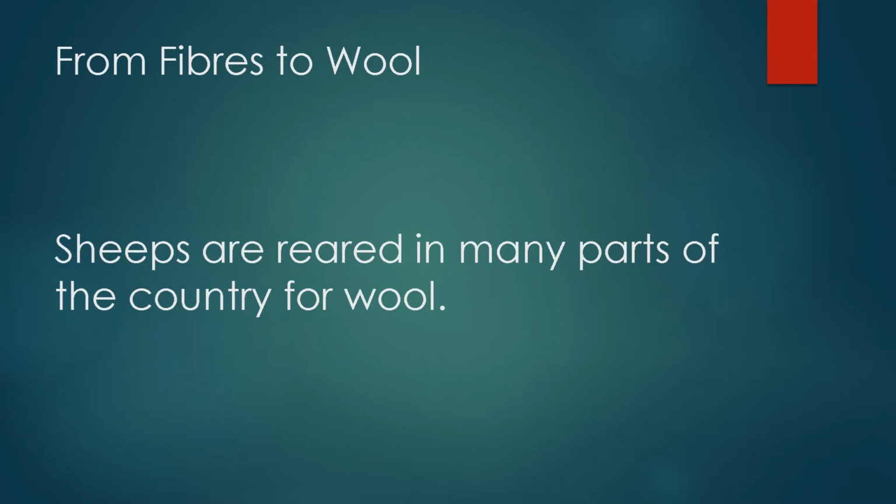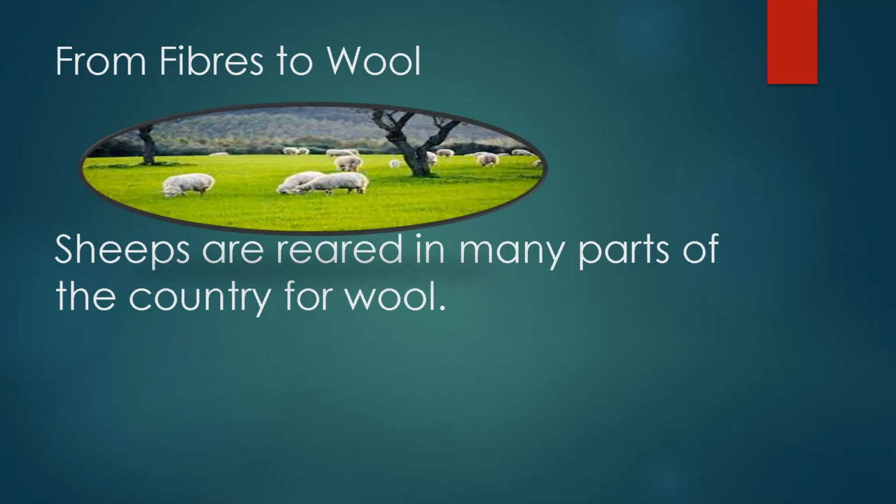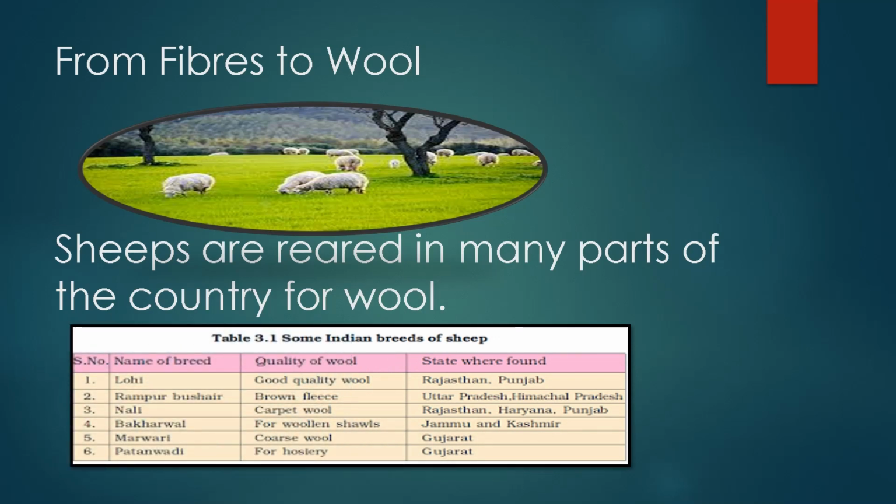Now there is a question: how do we get fibers from wool? For obtaining wool, there are many steps involved, and sheep are reared in many parts of the country. There is Table 3.1 in your book, where you get the different names of the various breeds, their quality of wool and the states where they are found, like Rajasthan, Punjab, Uttar Pradesh, Jammu and Kashmir, Gujarat. We will talk mainly about the sheep's hair, since it is the most common and we use their hair.